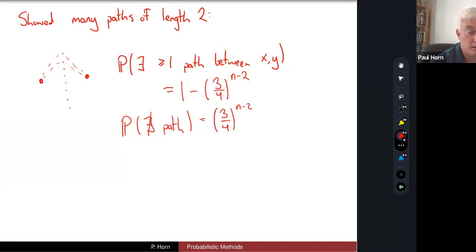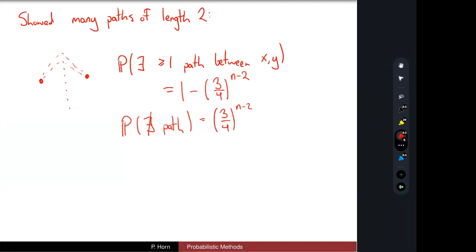And therefore, the probability that there's some x and y so that there's no path is like n squared times this, which is still really, really tiny. So how does this compare with what you got?